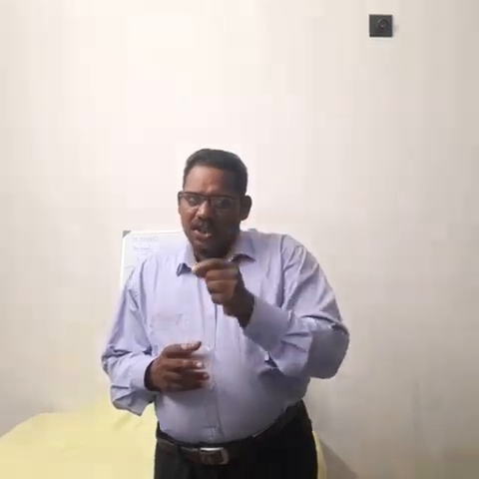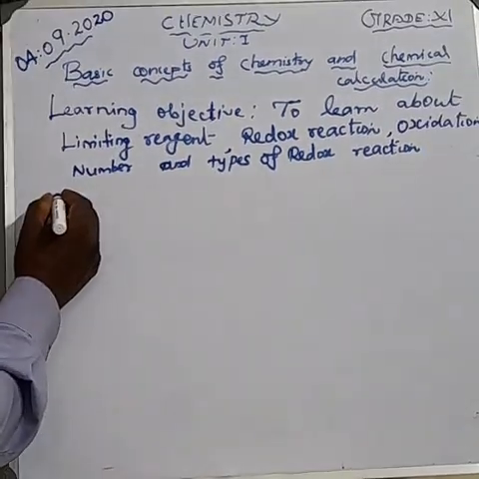As per the classical concept, addition of oxygen or removal of hydrogen is called oxidation, and the reverse, that is addition of hydrogen or removal of oxygen, is called reduction. What is the reverse? Addition of hydrogen and removal of oxygen is called reduction. Let us explain, as per the equation, how the reaction is going on. Oxidation.